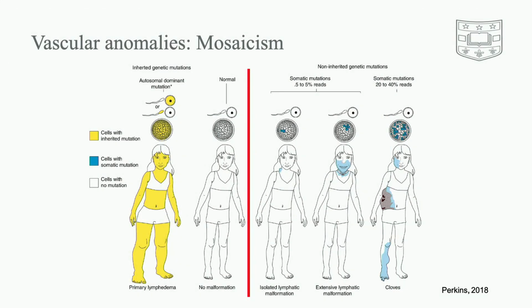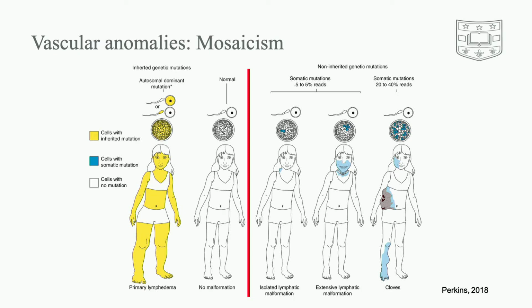And the genetics are different than we usually think of genetics. When we think of genetics, we generally think you have a sperm and an egg. One of them carries a defective gene. And then if you inherit that, every cell in your body has that defective gene. That's normal germline mutations. The vast majority of vascular anomalies are actually mosaic.